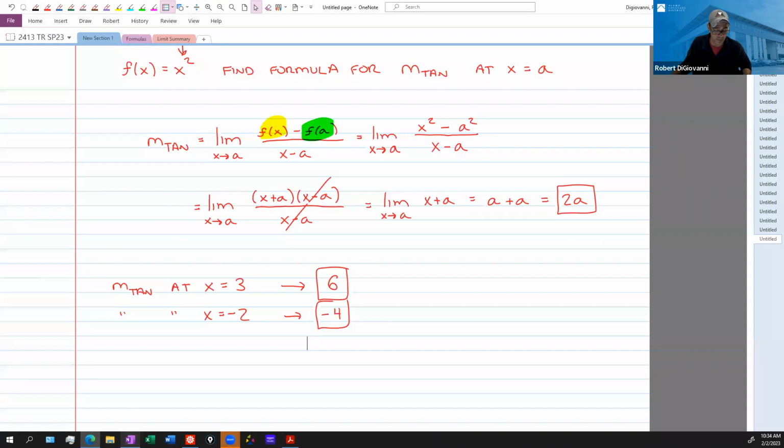According to what we just found, at -2 we should expect the line to have a slope of -4, yes? All right, here's the big question. Let's see if you can put this together. At what x value would the slope be 0?